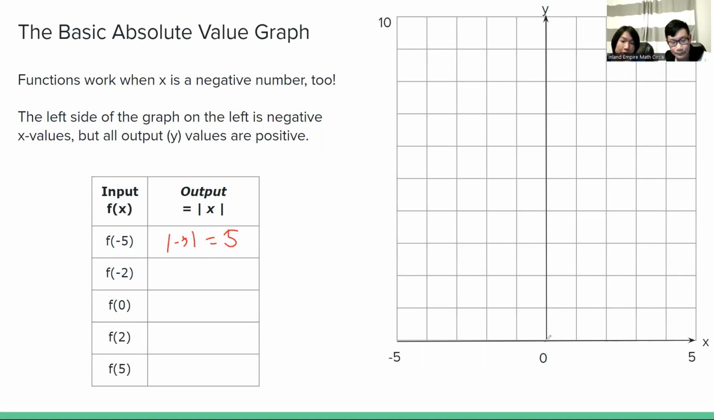So we can plot that as a point in our graph here. We go to x equals -5 and then go back up. So that's the first point. All right, next, let's do f of -2. Same thing, right? We put -2 into our function.